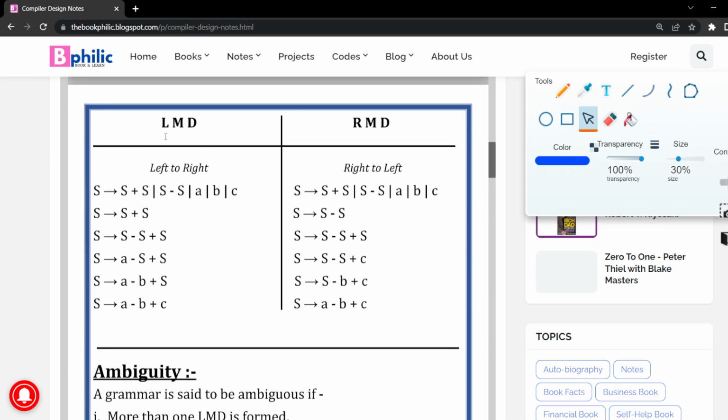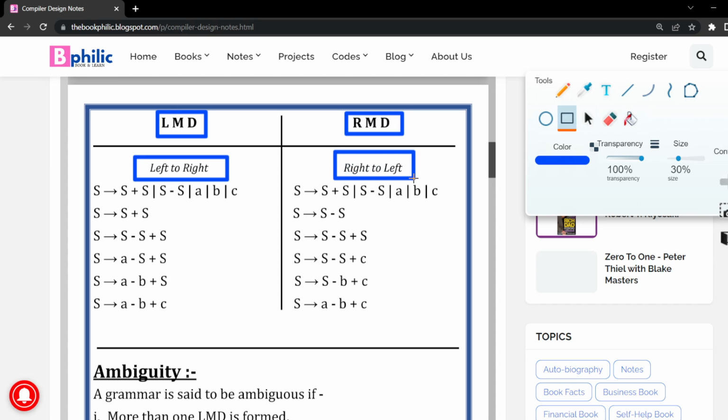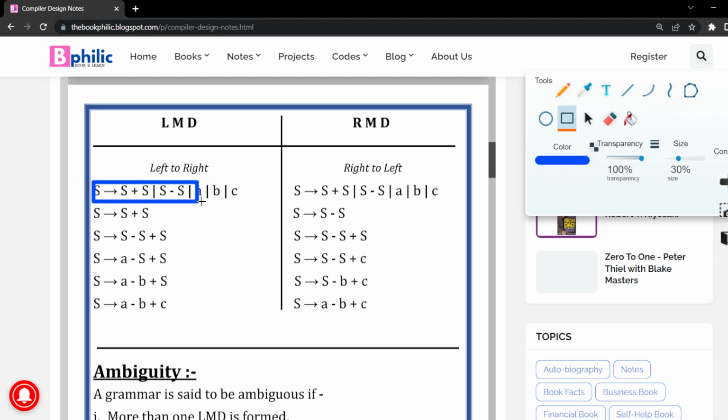So here we have one example where LMD and RMD are written in the header. LMD is nothing but the left to right derivation, and RMD is nothing but the right to left derivation, as the first letter of LMD suggests. So in compiler design, all the names which are already defined have some meaning in order to help you understand. Okay, now let us take one rule of grammar.